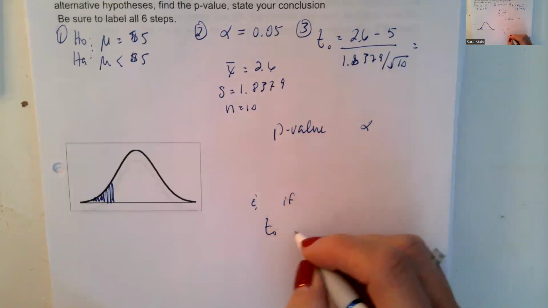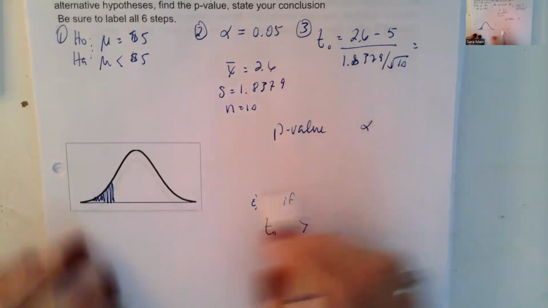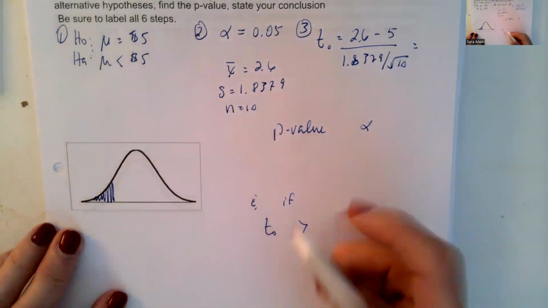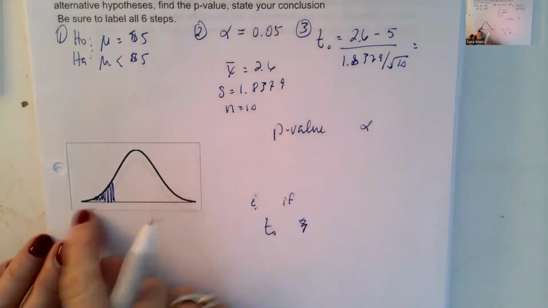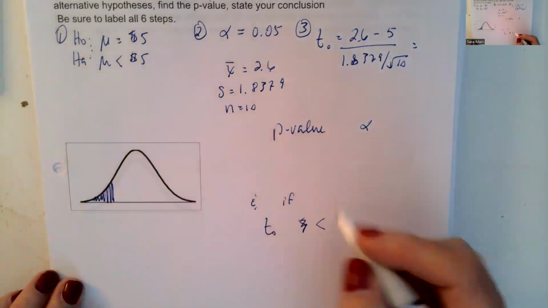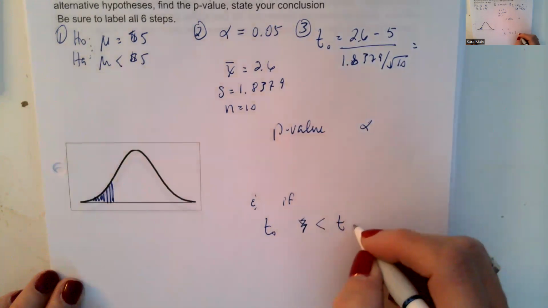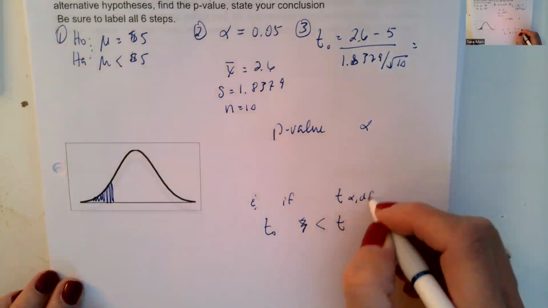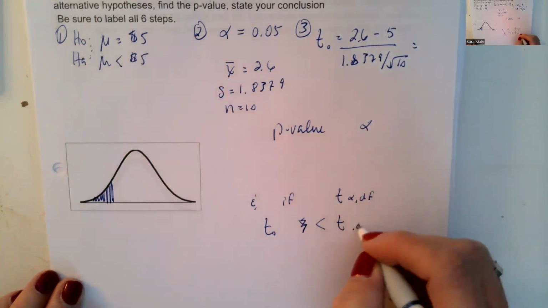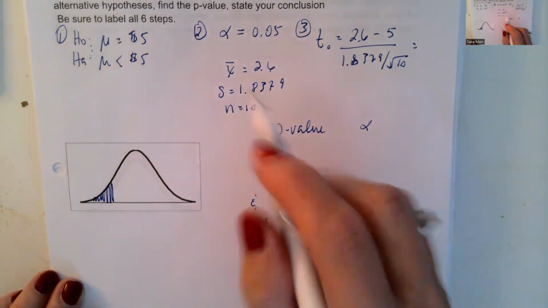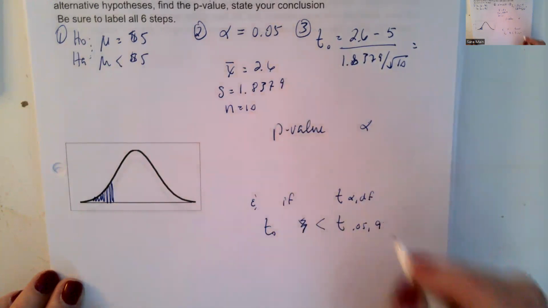If our T0 is greater than, or I should say, in this case, it's going to be less than because it's going to be a left tail. So if our T0 is less than out here, our T alpha. So T alpha in degrees of freedom, and ours is 0.05, and degrees of freedom is going to be 9.